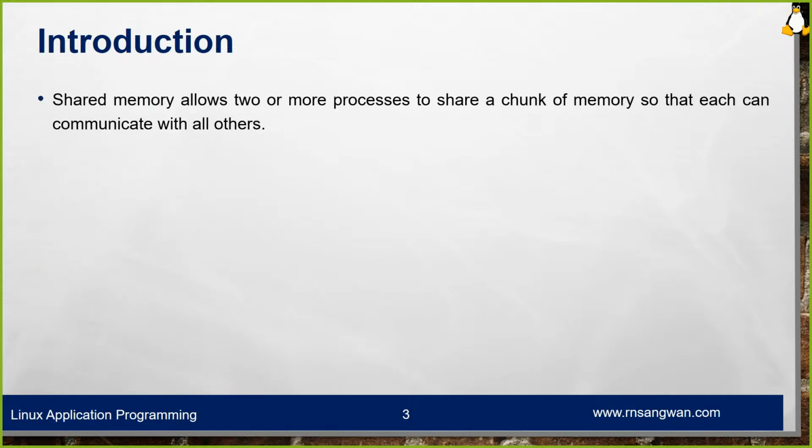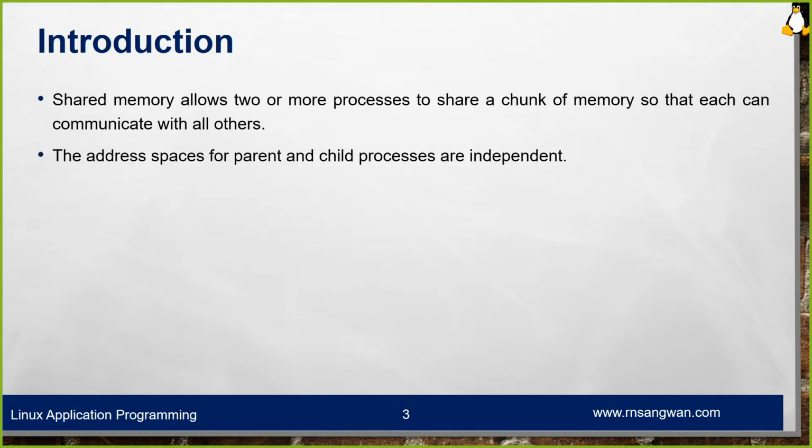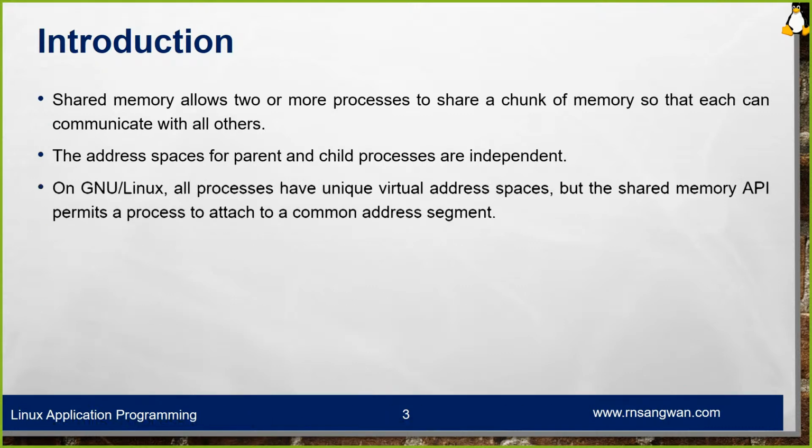Introduction. Shared memory allows two or more processes to share a chunk of memory so that each can communicate with all others. The address space for parent and child processes, though they are independent, but this shared memory gives you some area which can be shared between the processes.